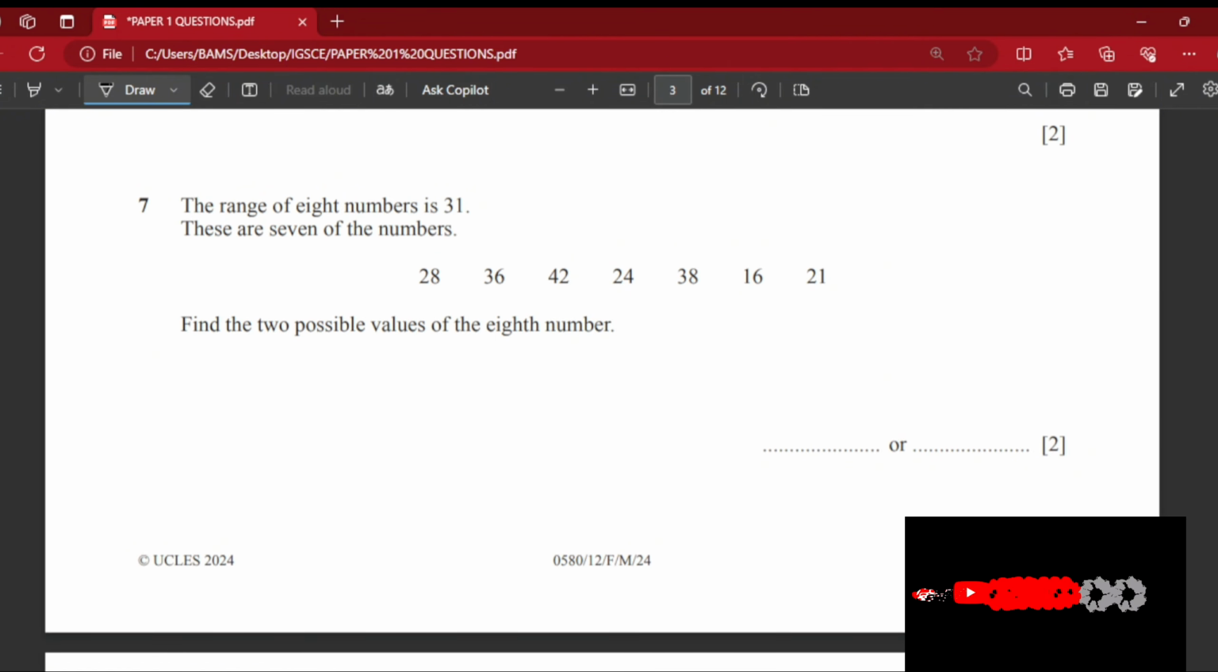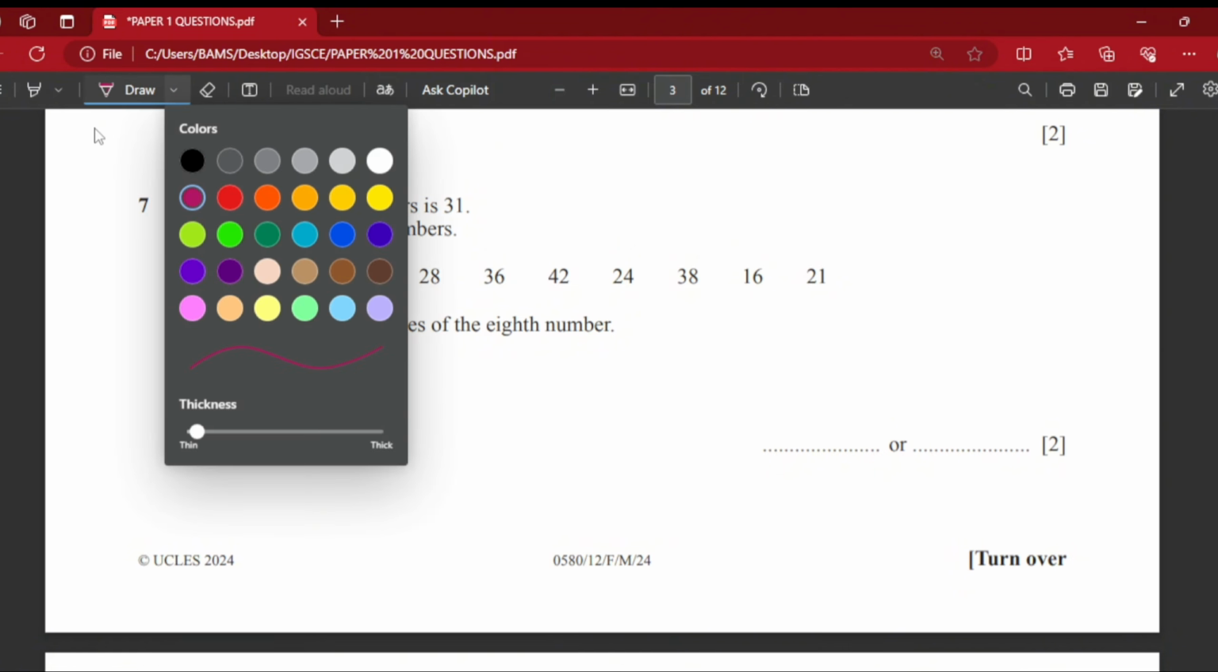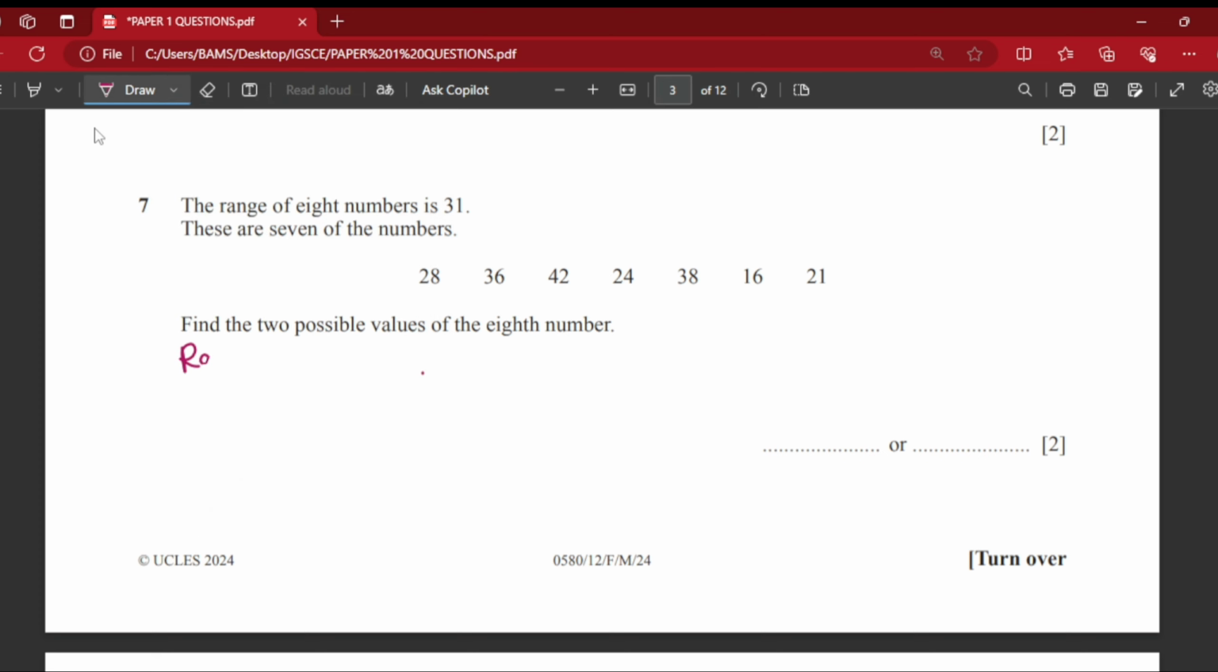So now, question 7 says the range of 8 numbers is 31. There are 7 numbers, right? Find the two possible values of the eighth number. Is that okay? There are 8 numbers, so there are two cases that can happen here. When we say range, range is the highest value minus what? The lowest value or the least value. Is that okay?